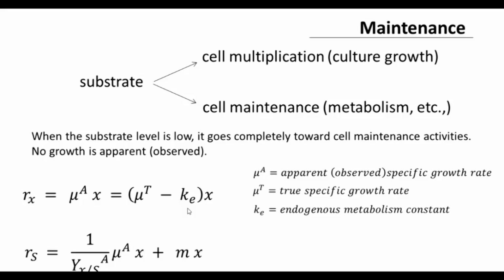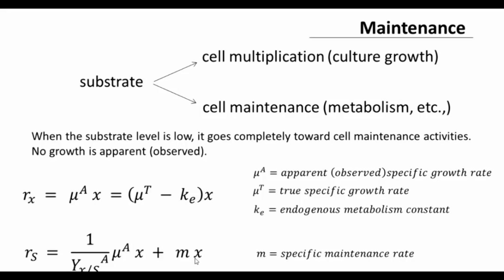And using the yield coefficient, Rs, the substrate consumption rate, is 1 by Yxs apparent, the apparent yield, times the apparent specific growth rate times cell concentration, plus m times cell concentration, where m is the specific maintenance rate. I think this is a nice place to close this particular lecture.